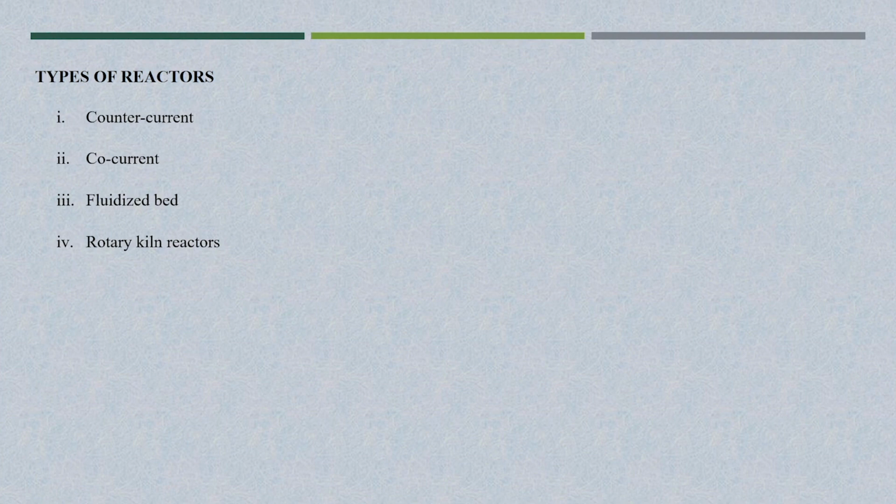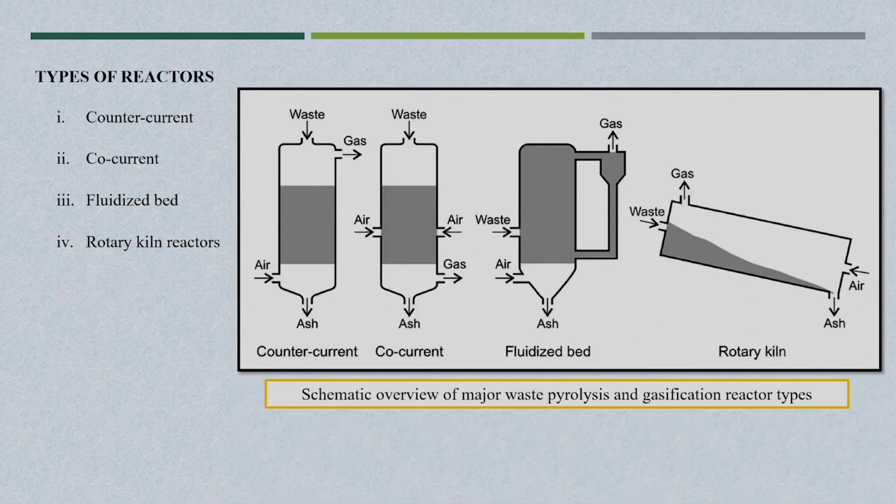Now, the types of reactors, the gasifier, are counter current, co-current, fluidized bed and rotary kiln reactor. There are different technologies in gasification itself, and that depends upon how we are putting the air inside the reactor. So, the first is the counter current, you see here, the second is co-current, then fluidized bed where the waste will be in the fluidized condition, and finally a rotary kiln. Okay. So, we will go one by one.